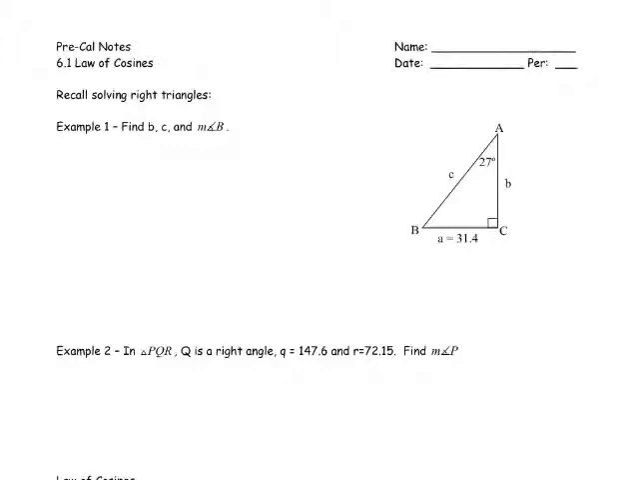So if we want to find lowercase b, c, and then angle B, let's just go in the order it starts with. If we start with lowercase b, I can see that with respect to the angle, that's the adjacent, and this is the opposite. So that would be TOA, tangent. So tangent of my angle, which is in degrees, and this is a calculator section, by the way, tangent of our angle equals opposite, which is 31.4, over adjacent, which is b.